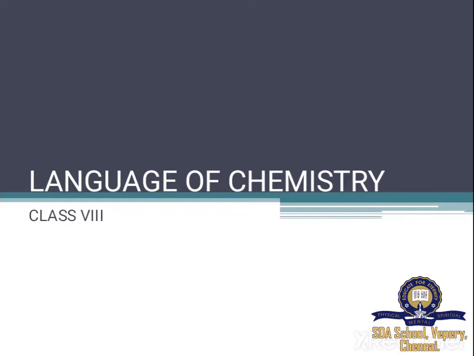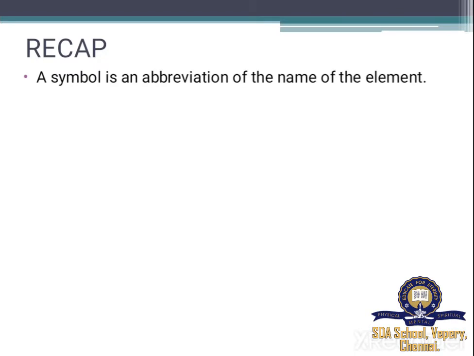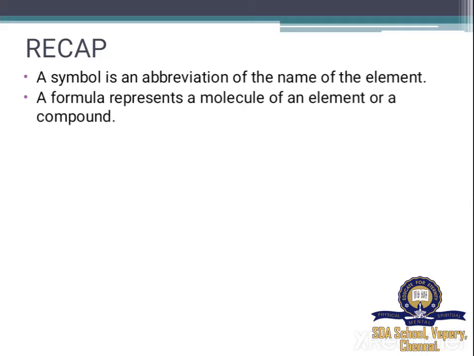Before moving into the class, let's do a small recap of this lesson. First of all, we started with symbols, right? So, what is a symbol? A symbol is the abbreviation of the name of the element. I hope you all remember the three ways through which the symbols are derived. Next, we saw about formula. So, what is a formula? A formula represents a molecule of an element or a compound.